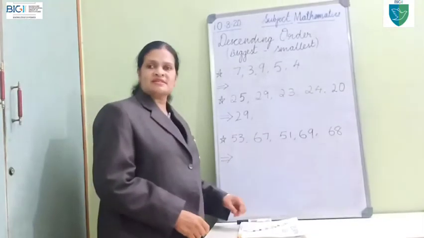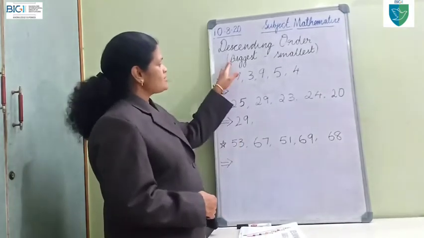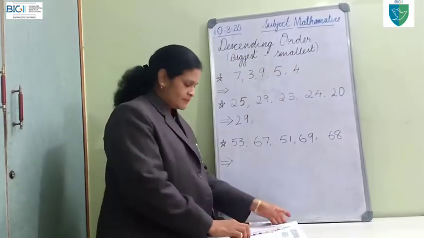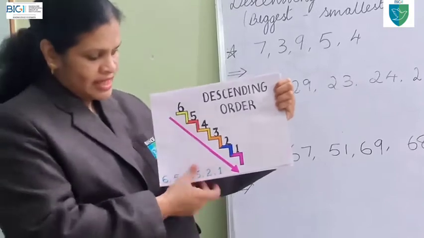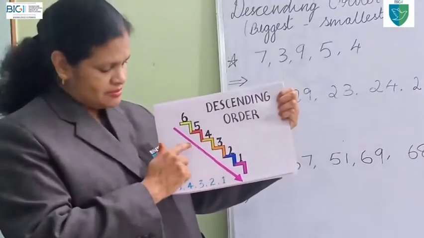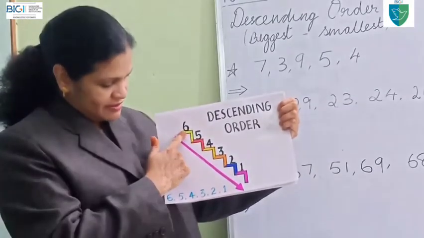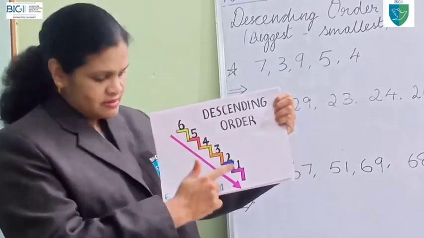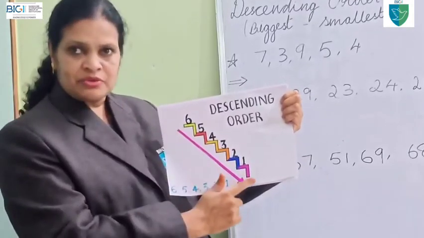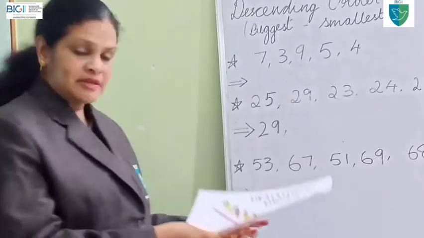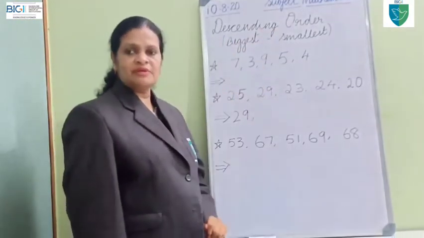Alright. Now, what is descending order? Descending order is nothing but the arrangement of numbers from the biggest number to the smallest number. Look at this picture. As you climb down the stairs, you can see the numbers are arranged in decreasing order. That means the biggest number is in the last step and number 1 is in the bottom. The numbers are arranged from the biggest number to the smallest number. So, I repeat, descending order is nothing but arranging the numbers from the biggest number to the smallest number.